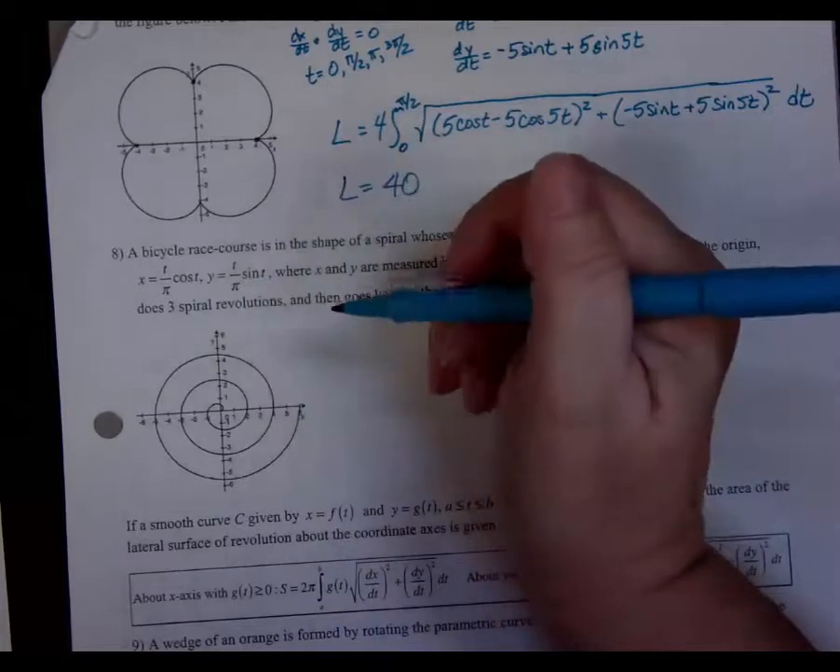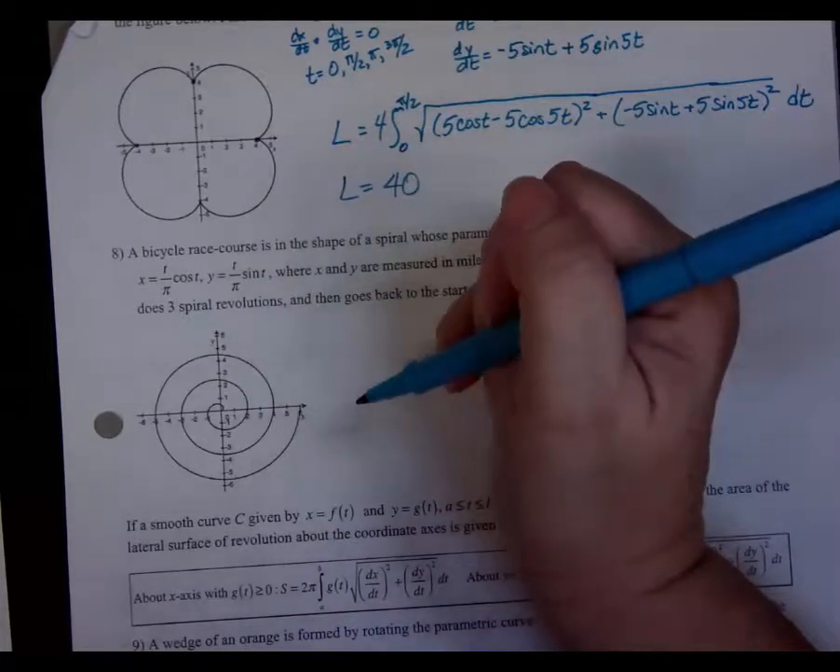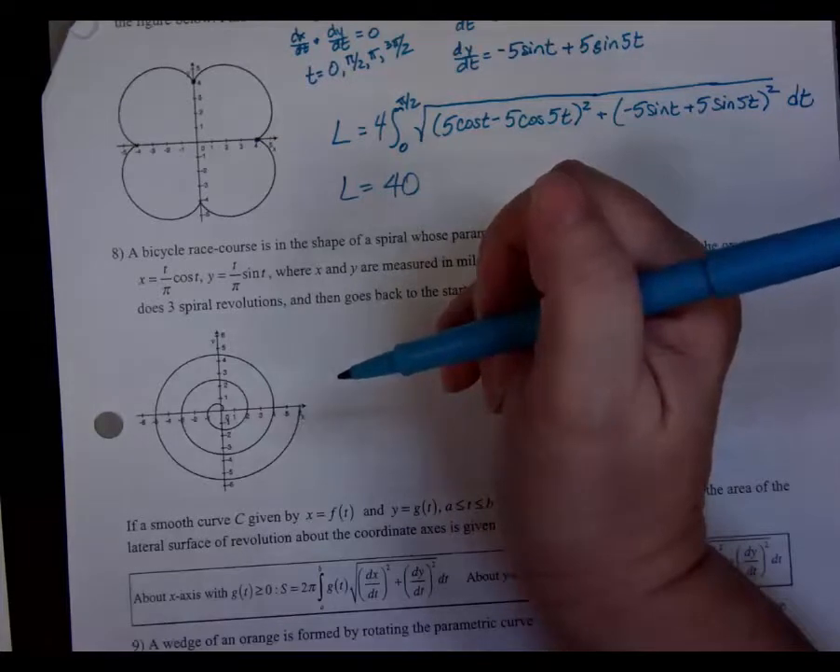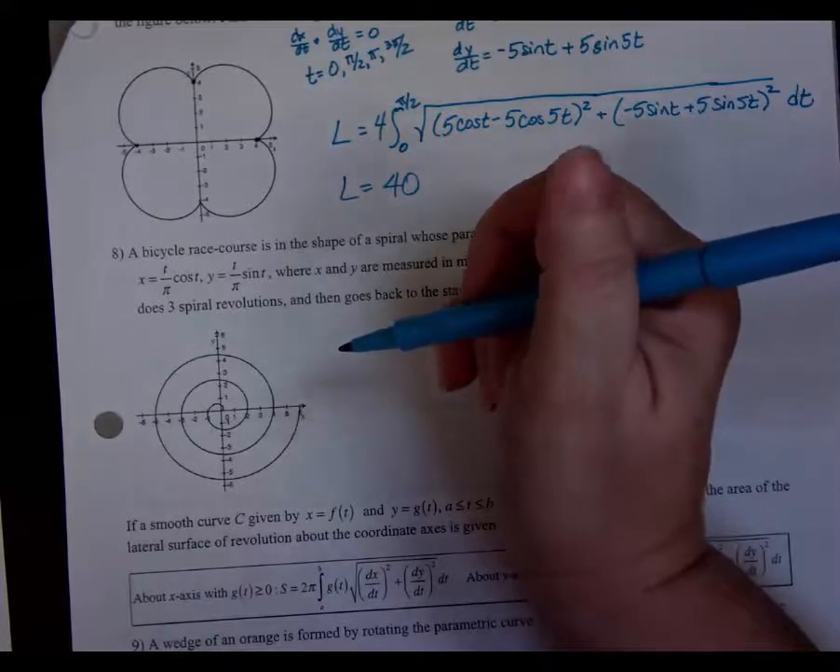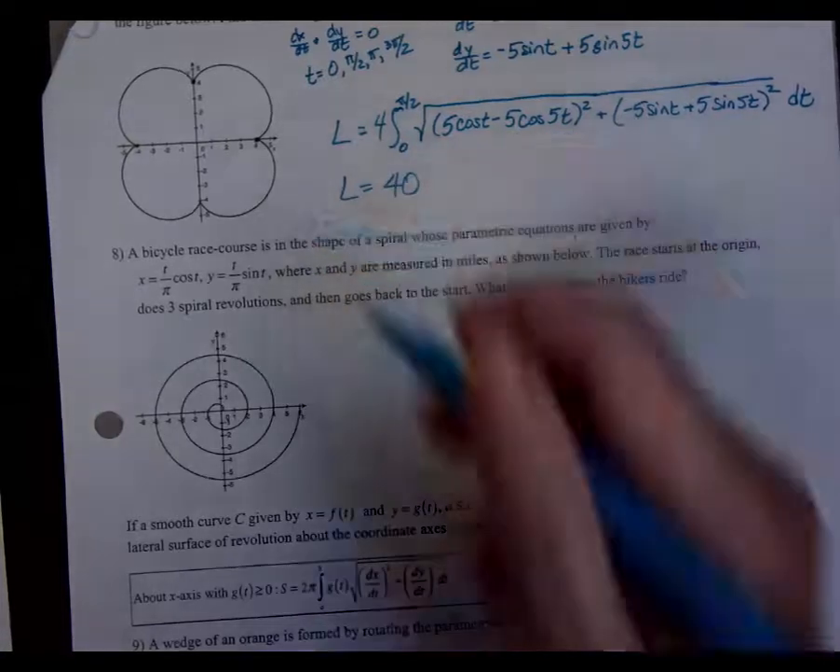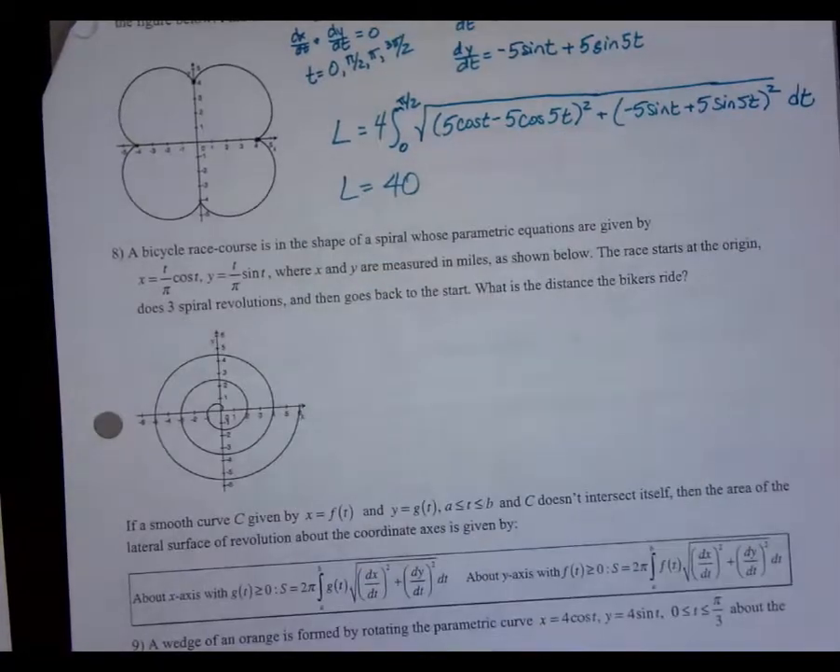Other questions? Yes, sir. So will they always give us the x and y for the circumference of a small circle? They will always give you the x and y, the parametric equations, yes. Okay? Any other questions? Are we ready to move on? Would they ever ask us to find the circumference of one of these? No, no, no. I don't believe so.